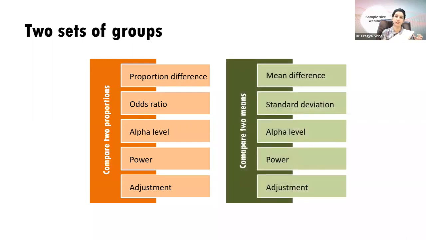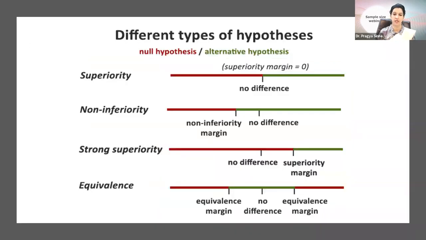If you are measuring your outcome on a continuous scale, then you measure the mean difference of those two variables. You have the standard deviation, actually you don't measure it, you have these values from the previous study. You have an alpha level, you have a power, and you do the adjustment. So there are different types of trials. We have seen this slide initially also, so I will not discuss superiority now.